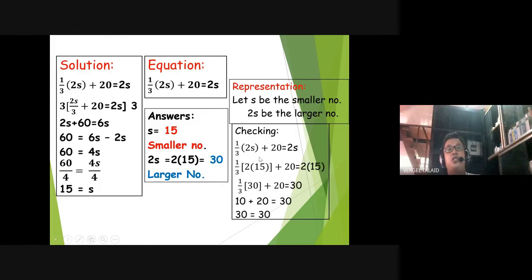Or you can use the original equation: one third quantity 2S plus 20 is equal to 2S. What is 2 times S? 2 times 15 is 30. This is our larger. One third of this is 10, added by 20 is 30. Then twice the smaller is 30. So 30 is equal to 30.